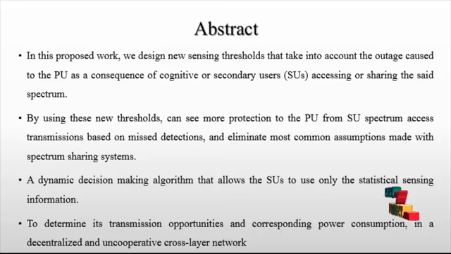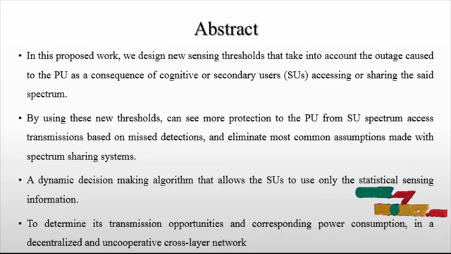activity in its spectrum. In this proposed work, we design new sensing thresholds that take into account the outage cost to the primary user as a consequence of cognitive or secondary users accessing or sharing the said spectrum. With this new threshold, we can provide more protection to the primary user and the secondary user's spectrum access transmission based on misdetection, and eliminate the most common assumption made in spectrum sharing systems.